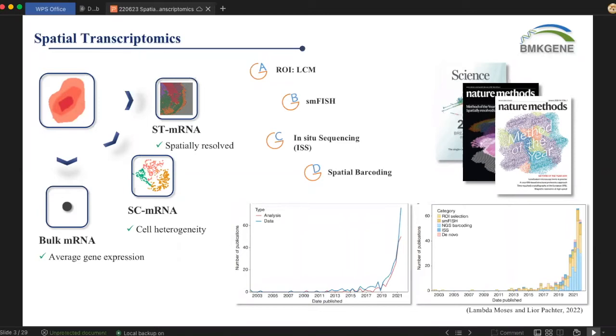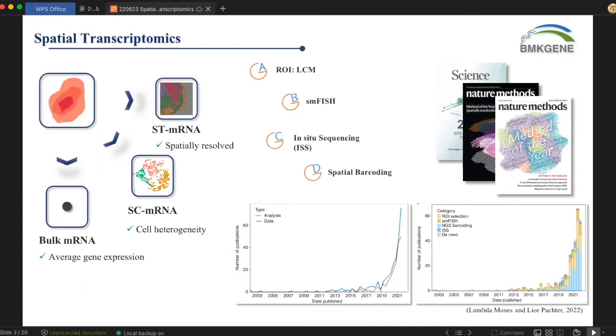Here I listed some common technologies for getting spatial transcriptomic data, and these are the ones that have already been commercialized. The first one is region of interest, the ROI, in which they mainly do physical sectioning of your tissue, and you select the region that you are interested in and do RNA sequencing or microarray on top of that.